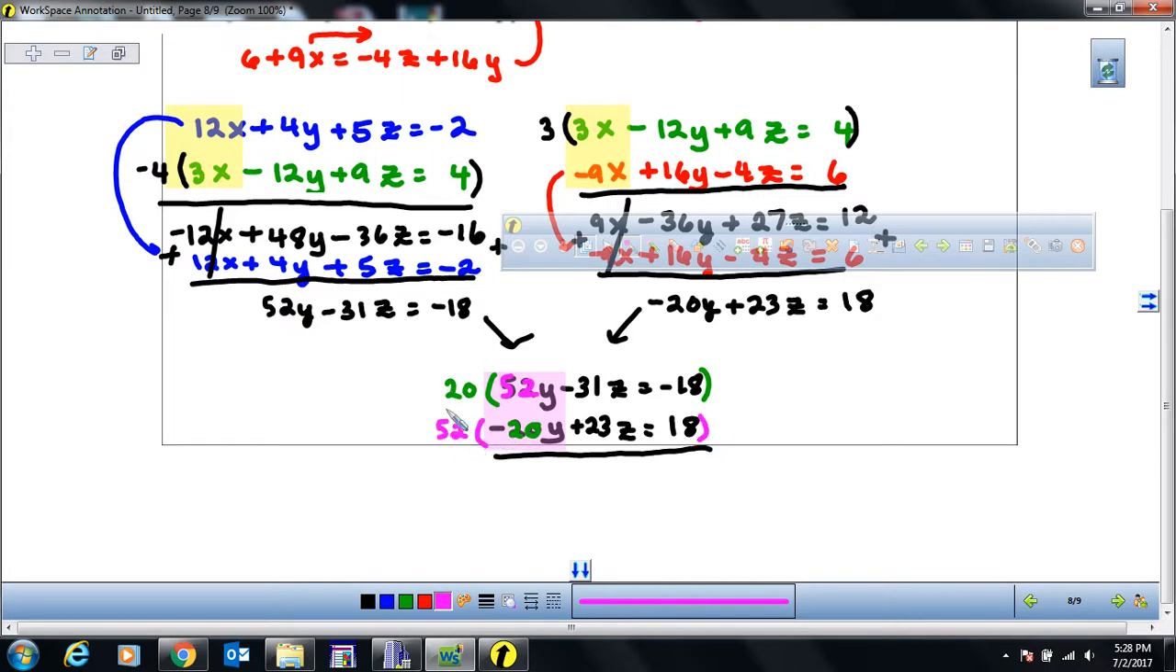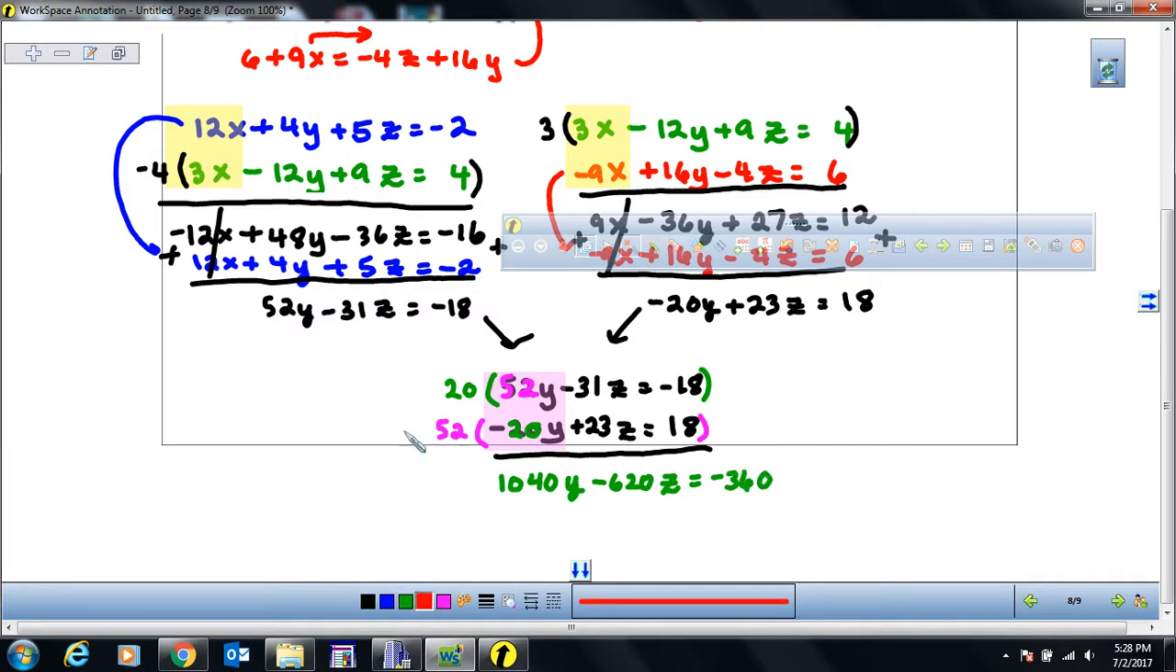We don't need a negative because they already have a positive and a negative. That's what we need to multiply here. So if I multiply the 52 times the 20, that's going to give us 1,040y. Then the 31 times the 20 is 620, minus 620z equals, then the 18 times the 20 gives us negative 360.